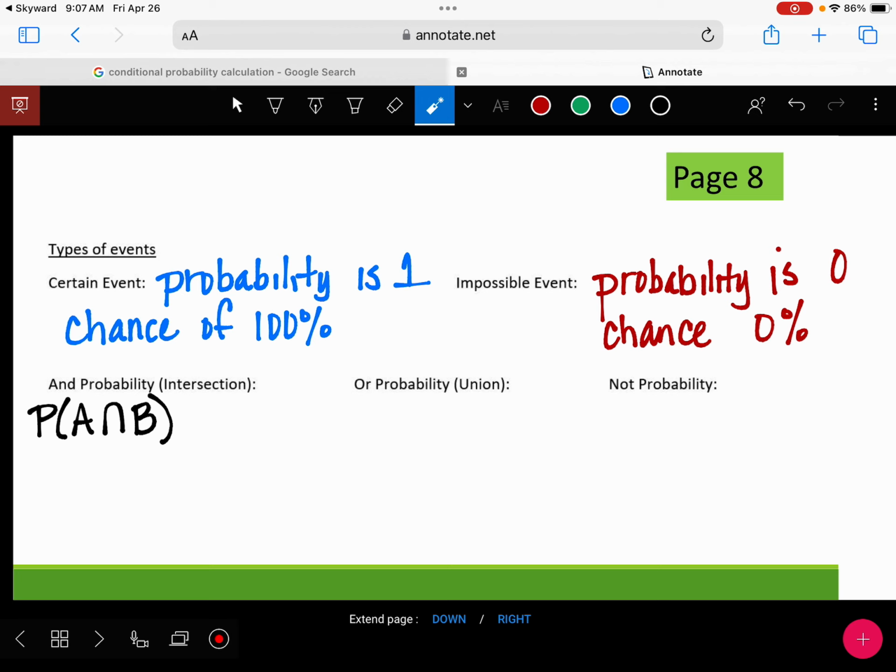Impossible event, the probability is 0. So probability that I would wake up tomorrow and grow wings, 0. It's not gonna happen. Okay, so when we talk about probability, it's always between 1 and 0. 1 is definitely gonna happen. 0 is definitely not gonna happen.